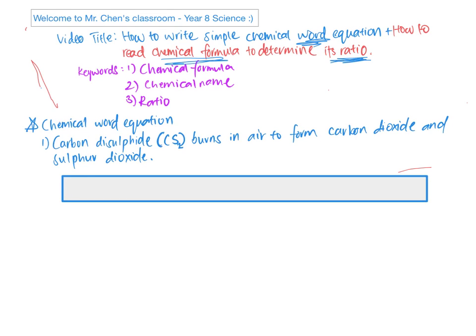There are three keywords that we'll be looking at. We will be learning about chemical formulas, obviously. Chemical formulas are things like this: CO2. That is the chemical formula for a chemical called carbon dioxide.